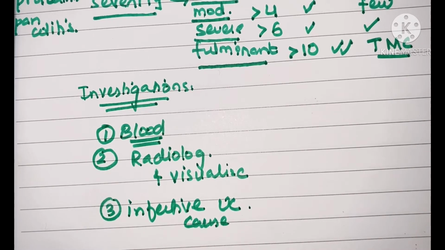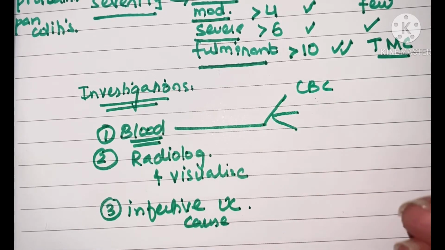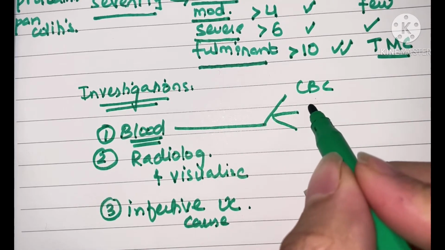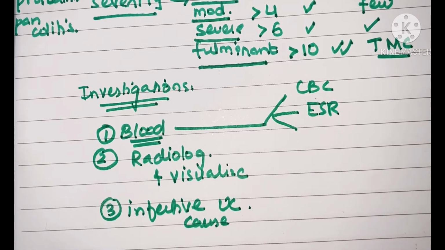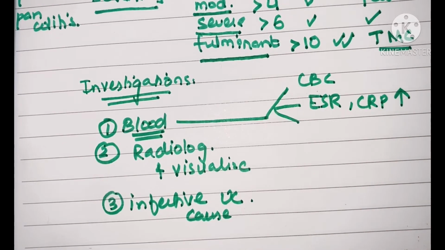Okay, so talking about the blood, in blood we'll go for CBC, and what we'll see in CBC, the patient will be anemic. Second, we'll go for ESR. Now, since inflammation is present, ESR and CRP will be raised, and they are raised in either the severe disease or the fulminant disease.